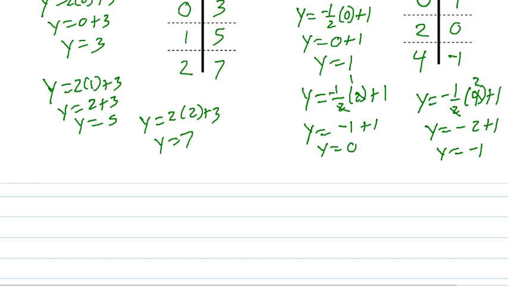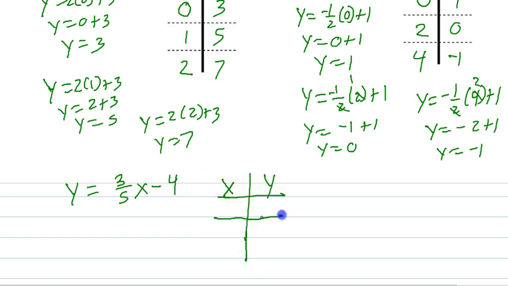All right, let me have you try one. I want you to try to find 3 solutions to the equation y equals 3/5 x minus 4. So give me 3 solutions to that equation. I'll write the table up, and you can write the answers in it. So I want 3 of them. 1, 2, 3 solutions. Hit pause and try it.